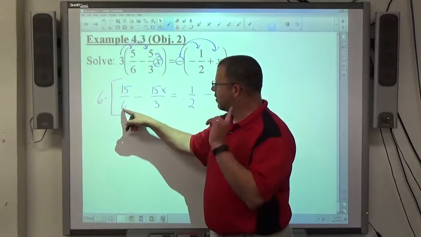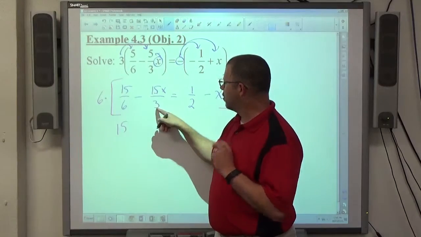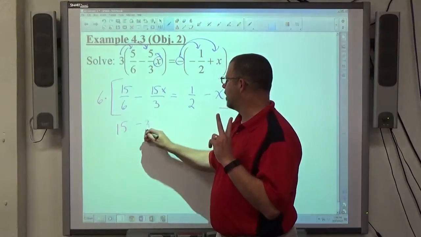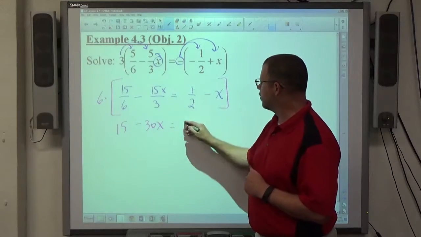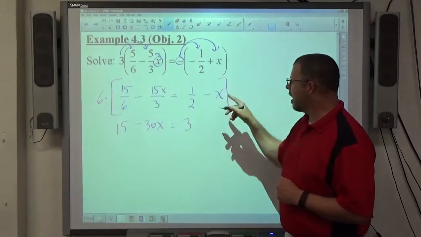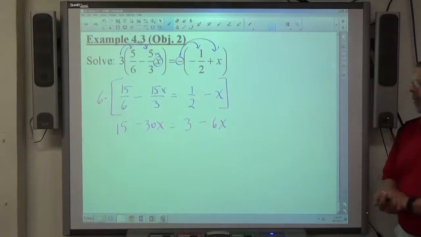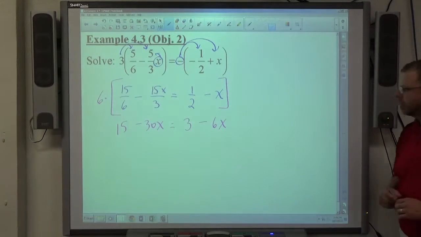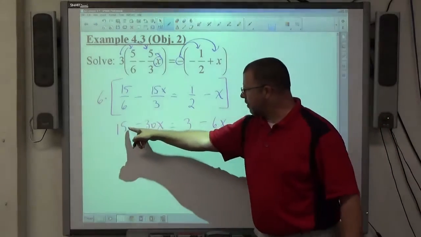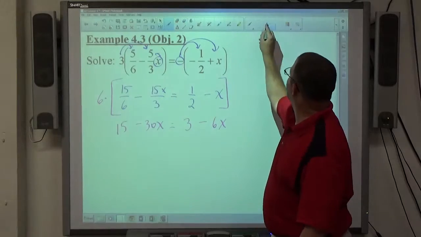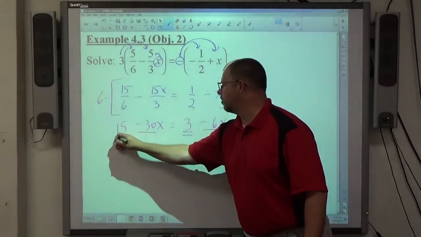So 6 divided by 6 is 1, times 15 is 15. 6 divided by 3 is 2, times negative 15x is negative 30x. 6 divided by 2 is 3, 3 times 1 is 3, and 6 times x is negative 6x. So all the fractions get gone by doing that. At this point, we're left with just a bunch of terms. Either they have a variable, like these two, or they don't have a variable, like these two.